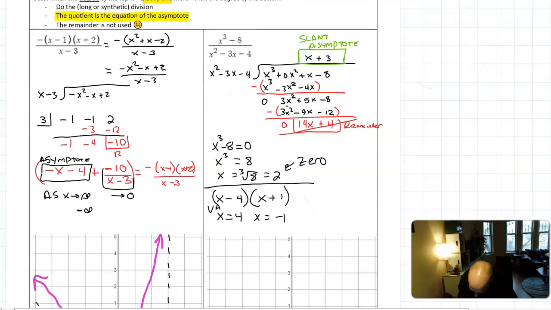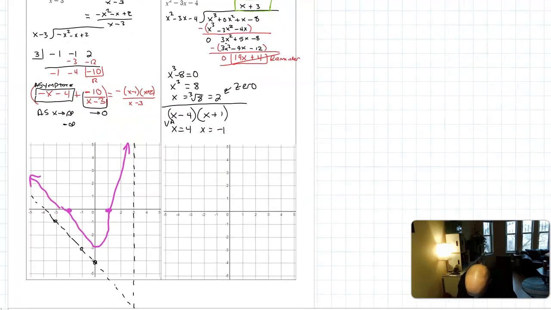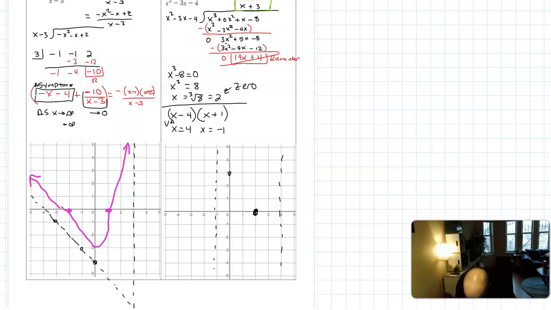So we're going to have a 0 at 2, a VA at 4 and negative 1. We have a slant asymptote of x plus 3. And again, this one's going to go a little off the page, so we'll just kind of sketch it all out. These are really hard to write, such that they always fit on the page. And then we have some action going on over here that we're going to have to solve out.